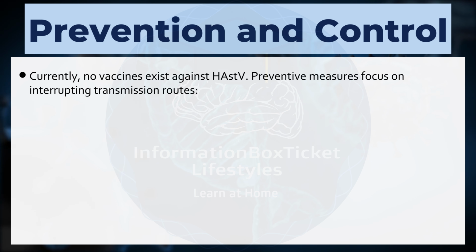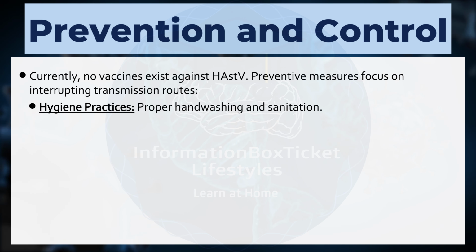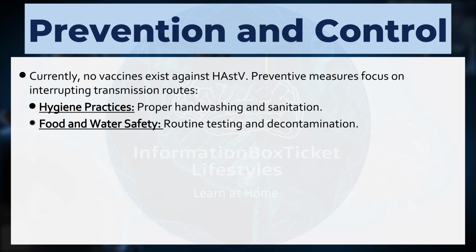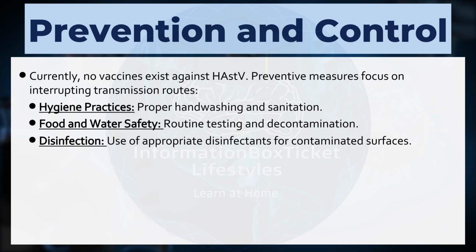Prevention and control. Currently, no vaccines exist against human astrovirus. Preventive measures focus on interrupting transmission routes, hygiene practices, proper hand washing and sanitation, food and water safety, routine testing and decontamination, disinfection, use of appropriate disinfectants for contaminated surfaces.